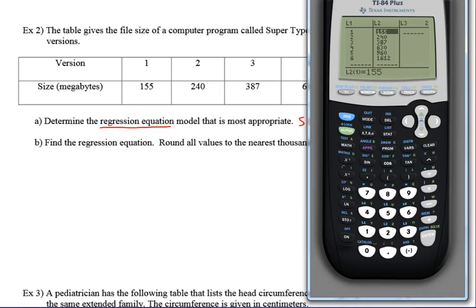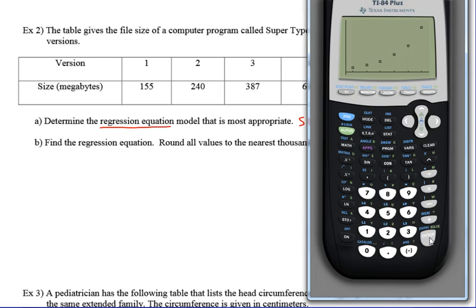Okay, so I have my data in L1 and L2. Now I've already turned on my stat plot, so I went to second, Y equals. My stat plots are already on, so if you haven't done that yet, you're going to want to turn your stat plots on. And then we're going to do zoom stat, because I want to see the scatter plot to determine what kind of function I'm going to be using.